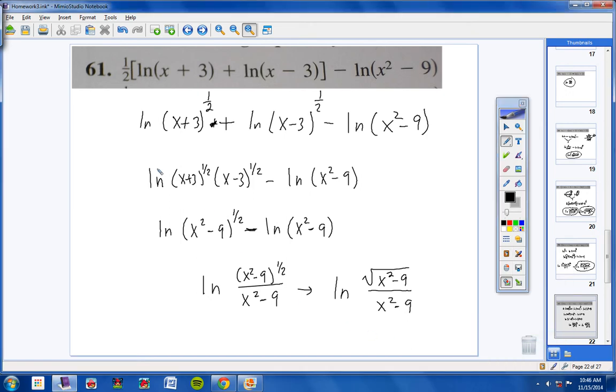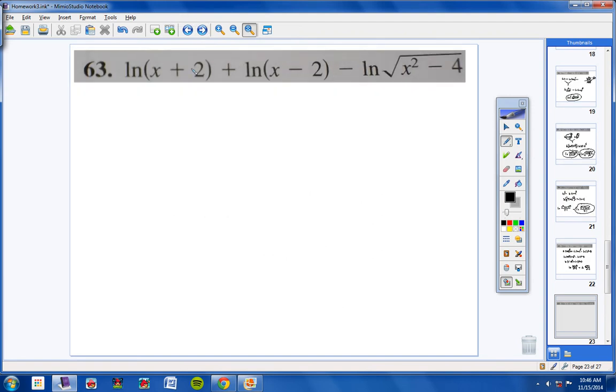Okay, that does check. Let's move on to number 63. Number 63. Okay, here we go. I would first of all encourage you to write this as x squared minus 4 to the 1/2 power, and cross this off. Okay?